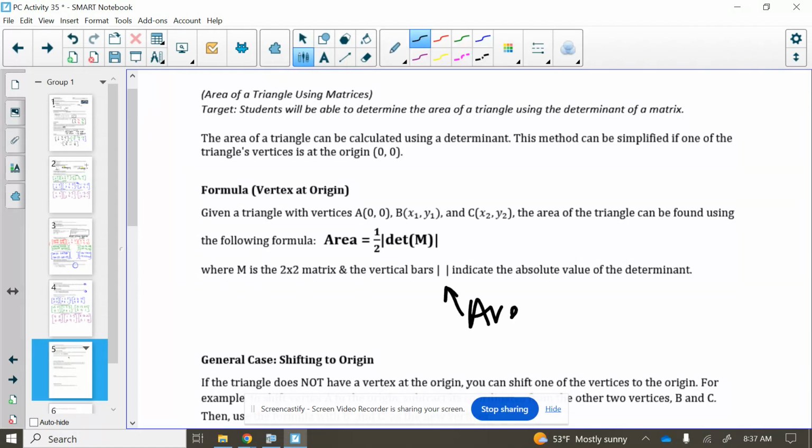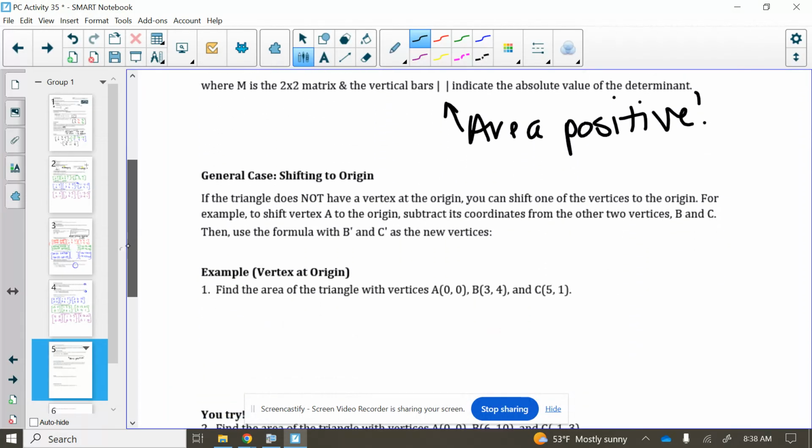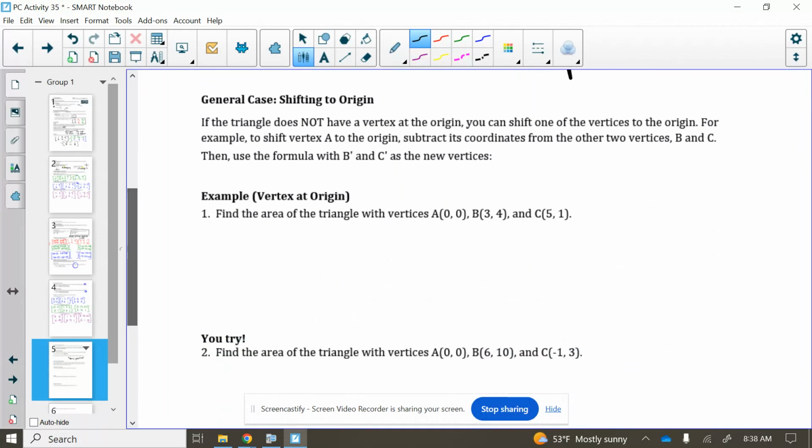Area is going to be positive, even though we know that determinants may come out to be negative in value. So that's why we want to use the positive only this time. So if we have a triangle given with 1 point at the origin, that's great. If not, you are going to want to make sure that you shift one of the vertices to the origin, and however much you shift to get that vertex at the origin, you will shift the other 2 as well. So we'll look at examples like that.